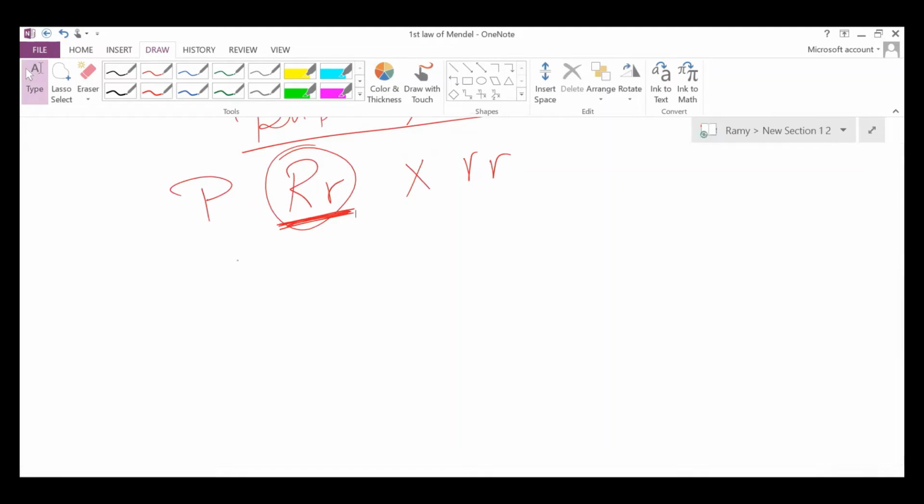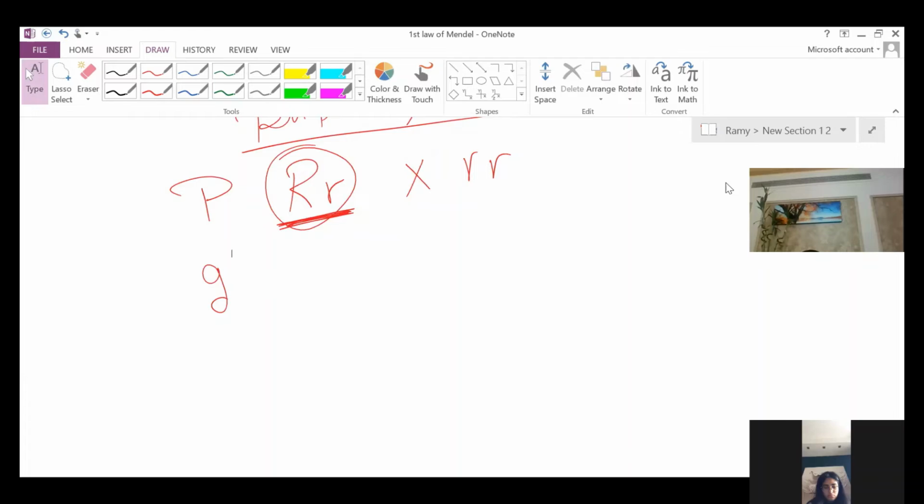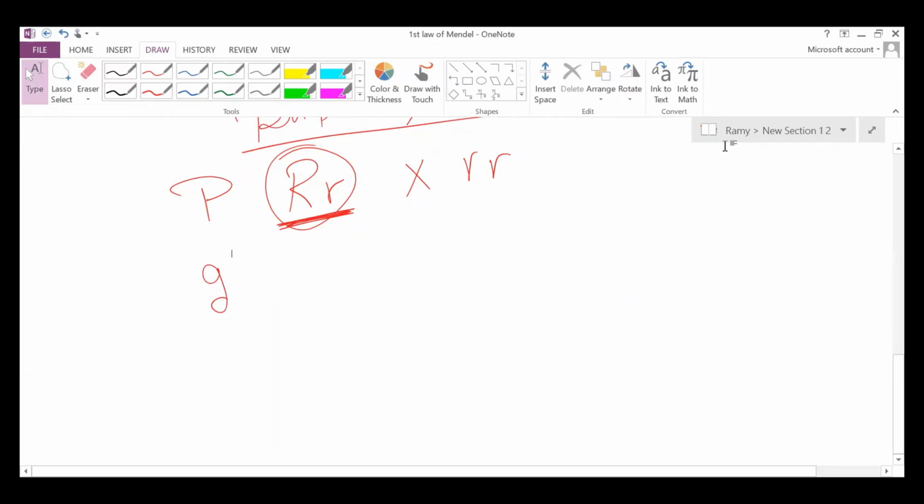Okay. If we want to get the gametes, please close your mic, turn off your mic. So again, here we need to write the gametes. We take the first letter, put it in circle, and the second letter, we put it in the circle. Again, here, same thing, R in circle, R in circle.